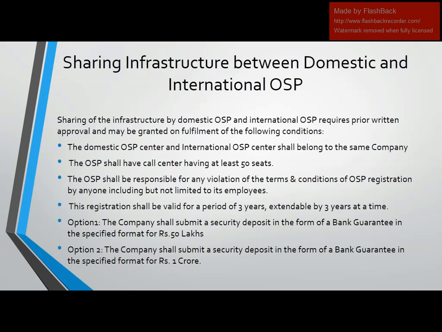Now I'll discuss the two options. Option 1. The company shall submit a security deposit in the form of a bank guarantee in the specified format for rupees 50 lakhs. Now I'll be discussing option 2. The company shall submit a security deposit in the form of a bank guarantee in the specified format for rupees 1 crore.